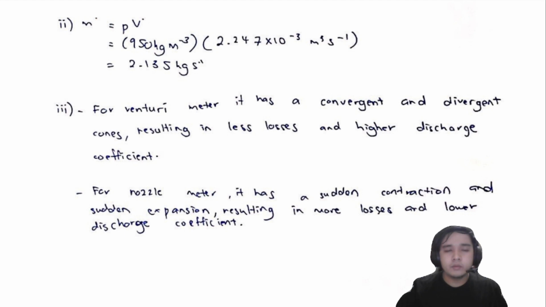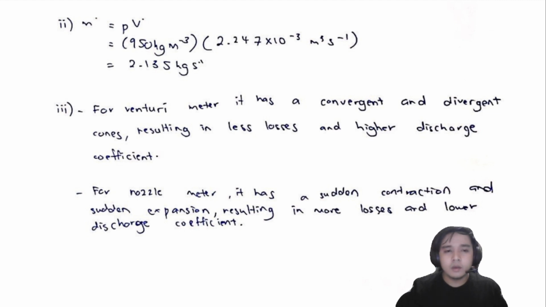Next, for the F2 question, the question said to determine the mass flow rate of oil inside the conduit. So we use the equation of m equal to rho Q, and we get the answer 2.135 kg s to the negative 1.